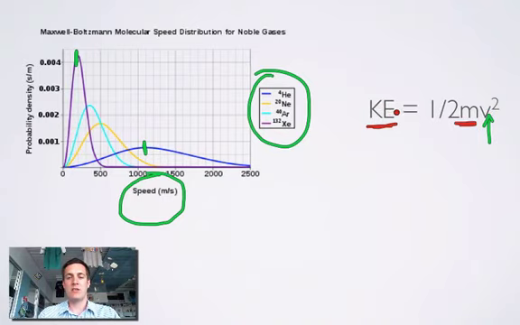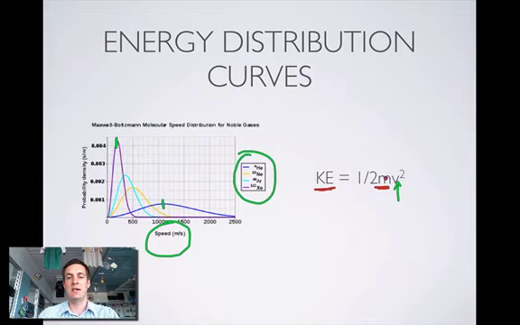So that's really quite an important slide about how the speed of particles is related to their kinetic energy and to their mass. And it all comes down to this formula here, which if you do physics, then I'm sure you're extremely familiar with by now.